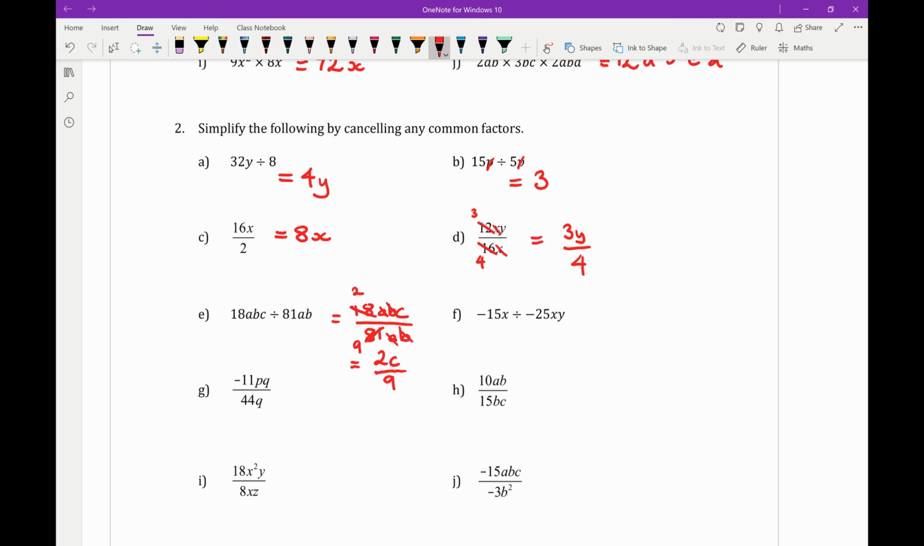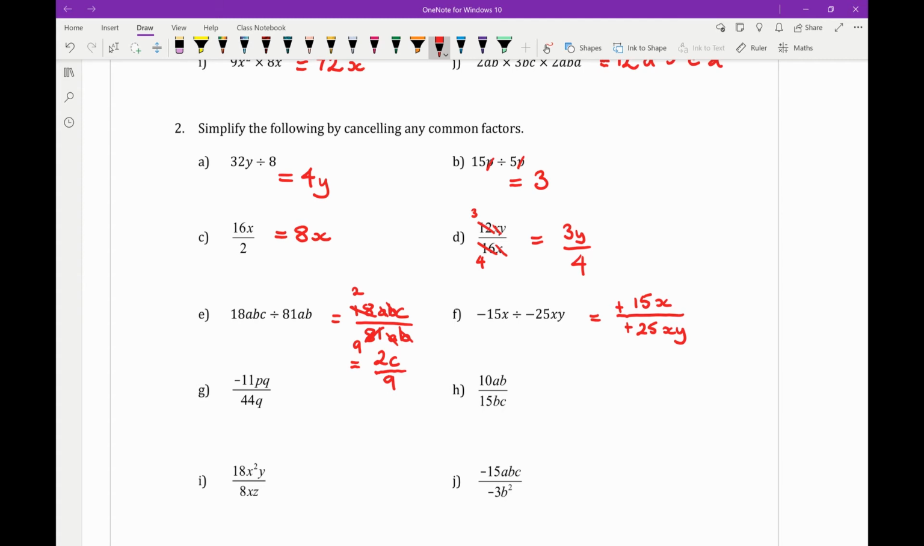Okay, F, minus 15x divided by minus 25xy. Again, 15 does not divide by 25 nicely, so let's write it as a fraction. Minus 15x over minus 25xy. So let's start with the numbers, or actually let's start with the minus signs. A minus on the top and the bottom, they will actually also cancel out. So the whole thing's going to become positive.